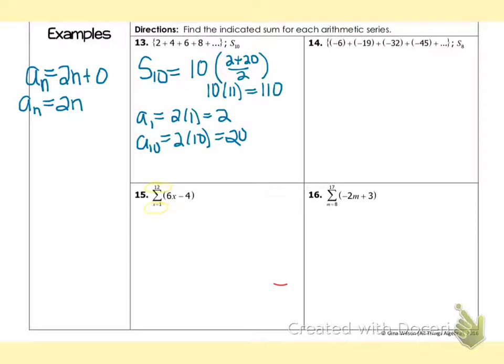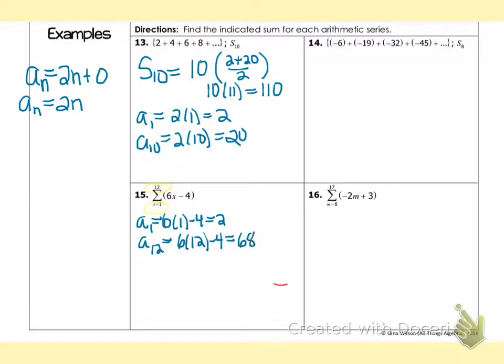So they already have the formula, so I could find a sub 1 just by using that formula, plugging in 1. That's 6 times 1 minus 4, which is 2. And then a sub 12, which would be that last term in the series, would be 6 times 12 minus 4. So that's 72 minus 4, which is 68.